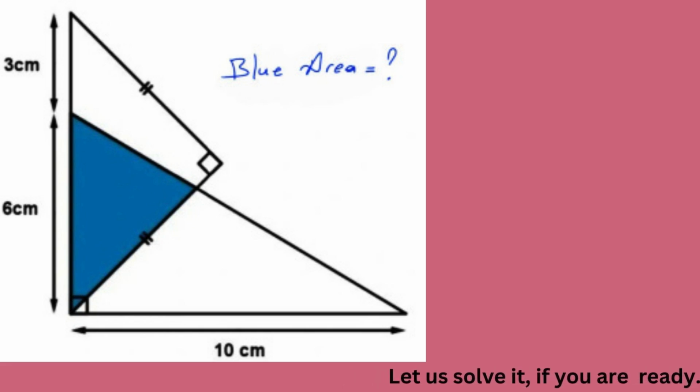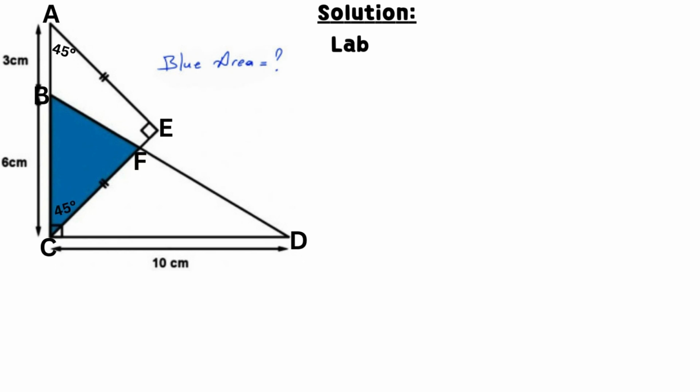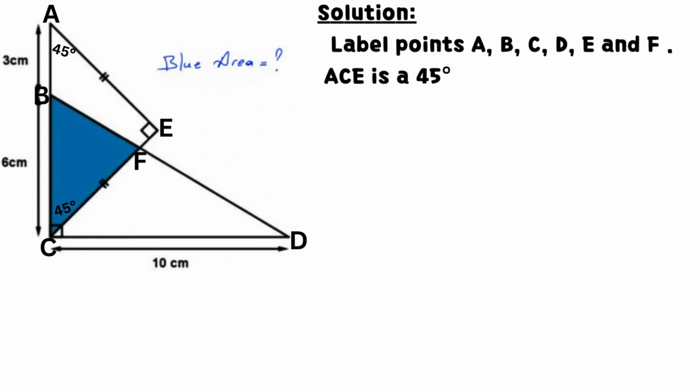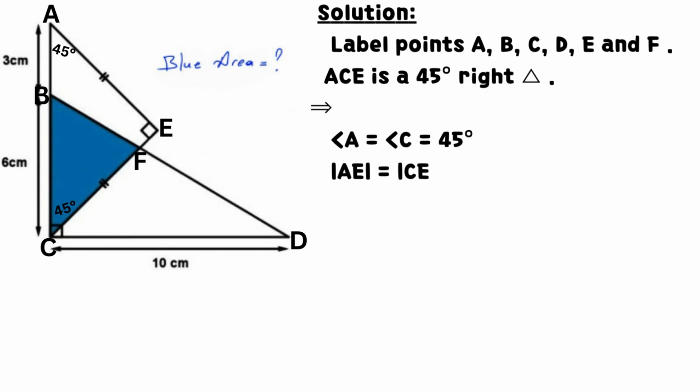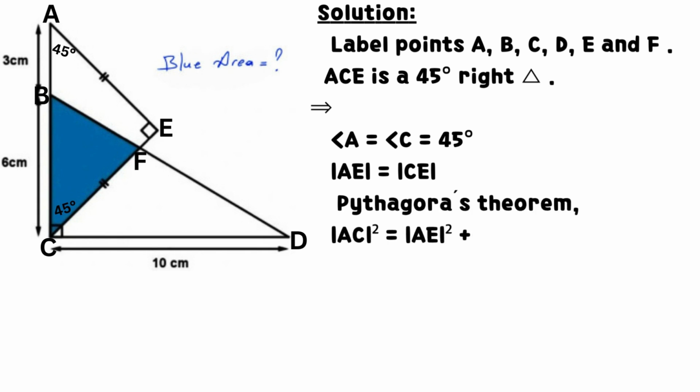Find the area of the blue region. Label points A, B, C, D, E, and F. ACE is a 45 degrees right triangle.